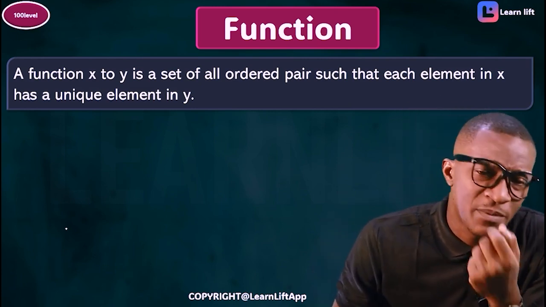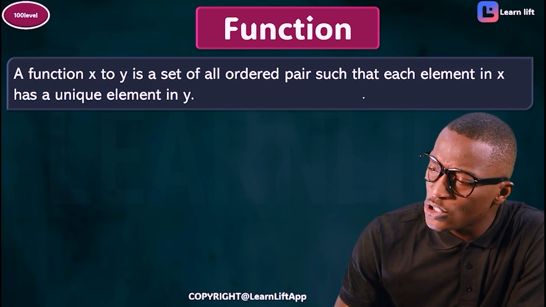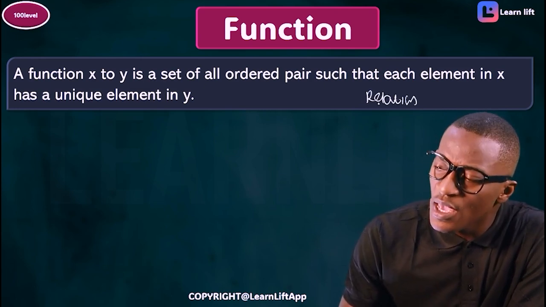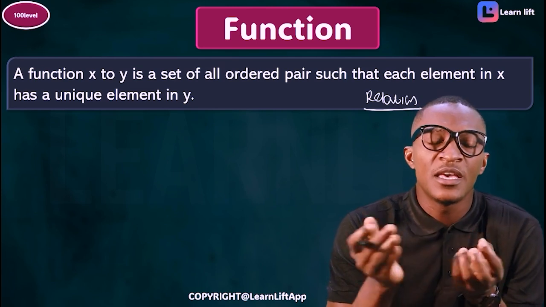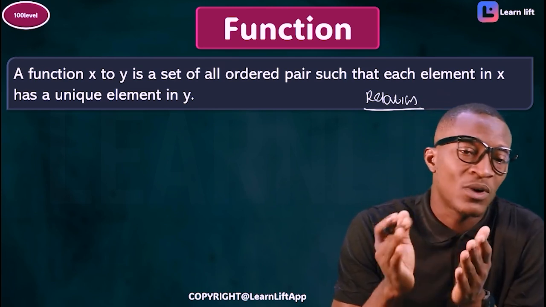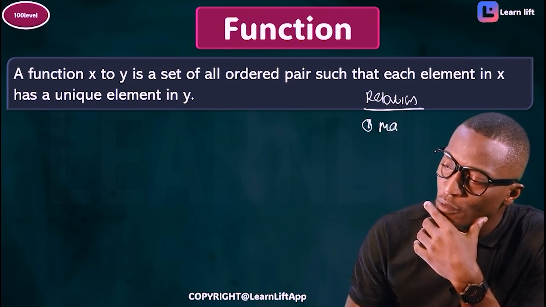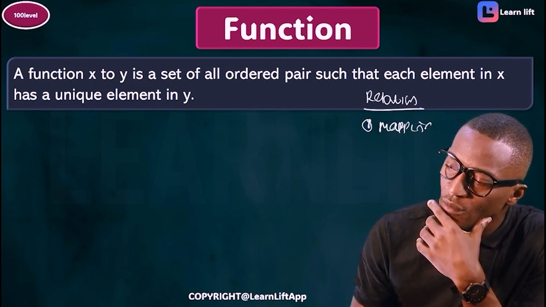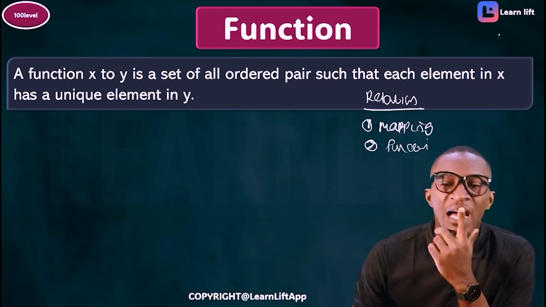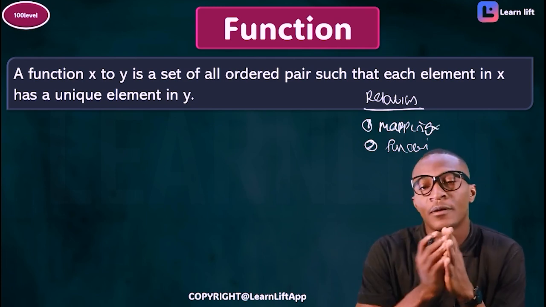Now, how do we explain that statement? We said, first of all, there is what we call relation. A relation is just a set of ordered pairs. That means for every x value, there's a y value. Under relation, we have two types. We have what we call mapping, and two, we have what we call function. An ordinary relation that has no rule is called mapping.